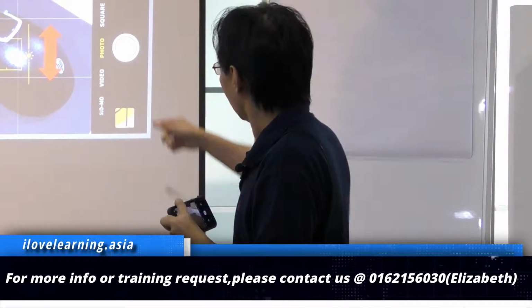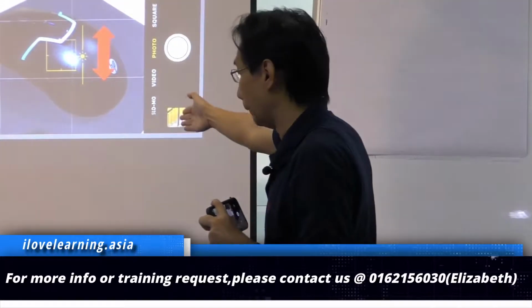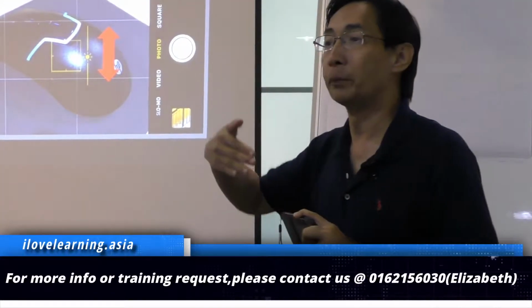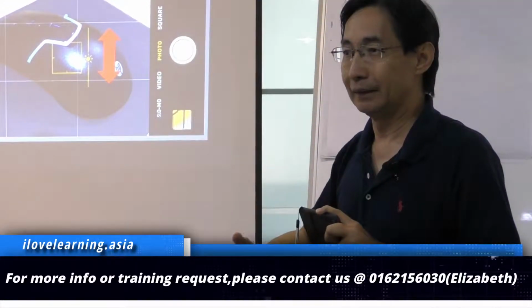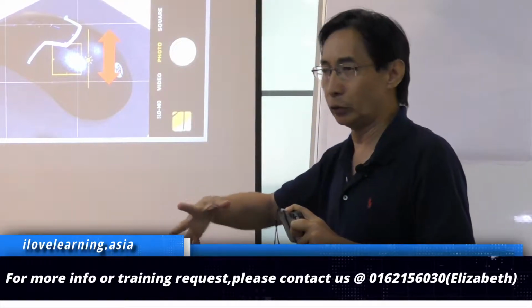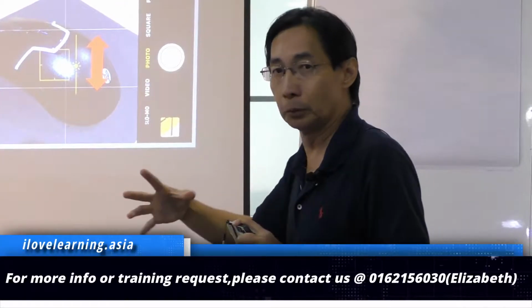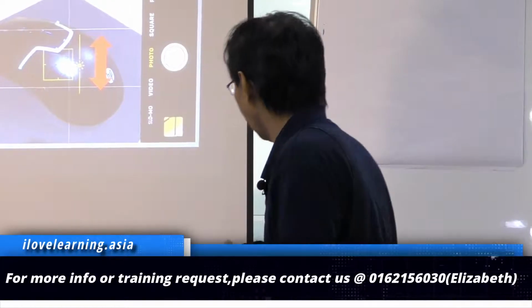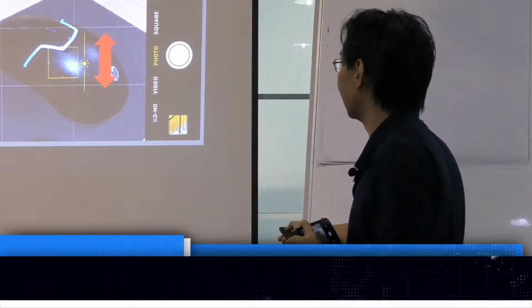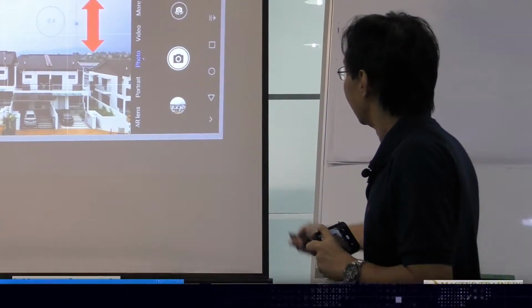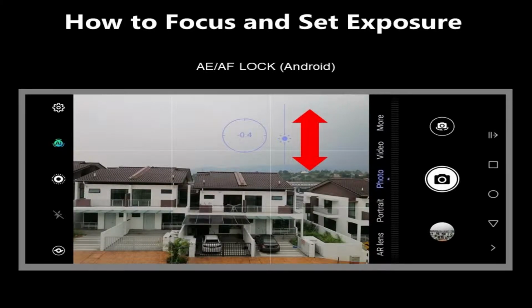And also, the little slider at the side can move up and down to brighten or darken the picture. This is one way for you to prevent it being too dark or too bright. In a dark room, you can push it up and make sure that the picture will be brighter. Okay? Same with Android, you have the AEF lock.